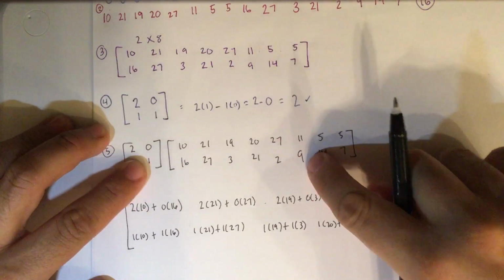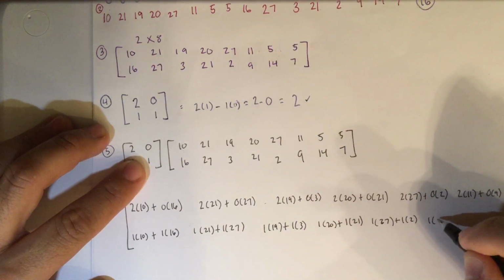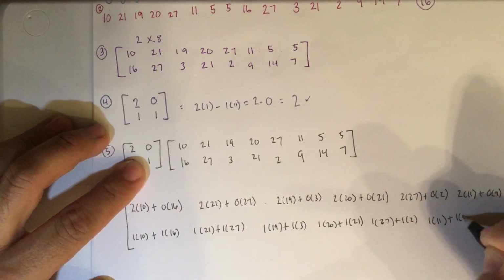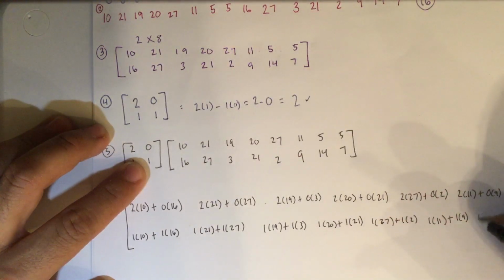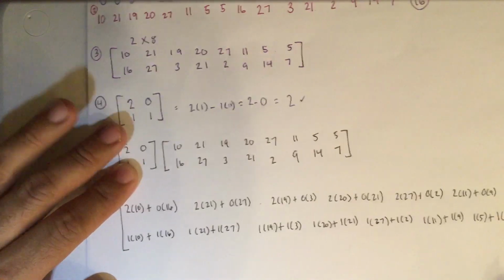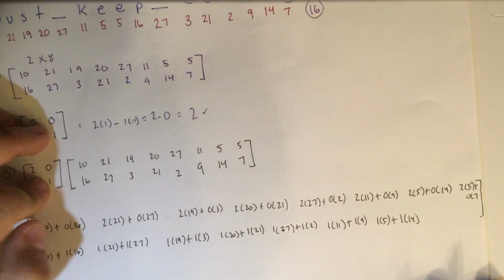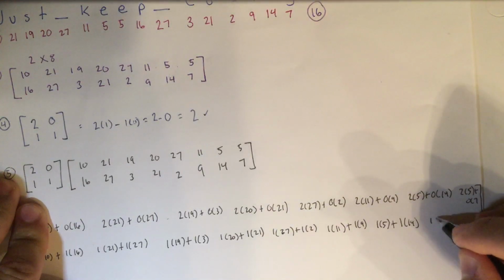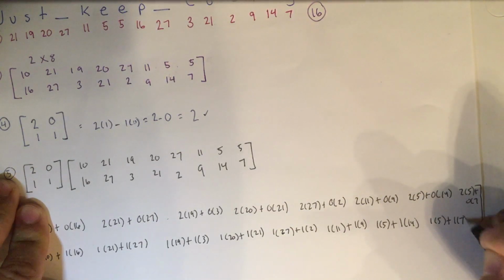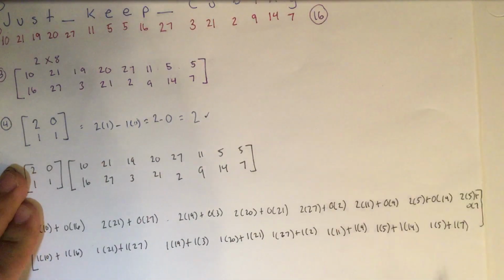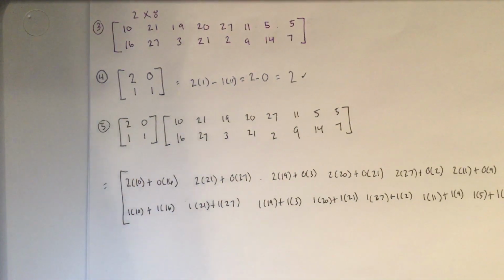1 times 11 plus 1 times 9. Sorry, 1 times 11 plus 1 times 9. 1 times 5 plus 1 times 14. And then we have 1 times 5 plus 1 times 7. All right, and this is our whole thing we're going to work out. So that's just the work behind it.